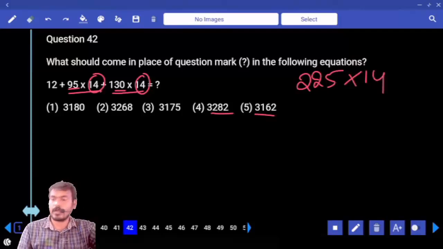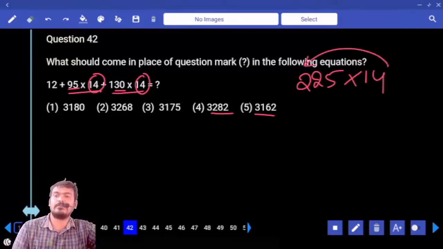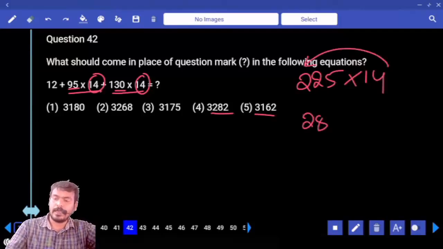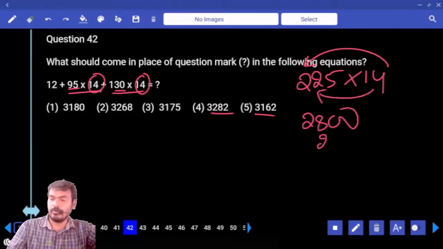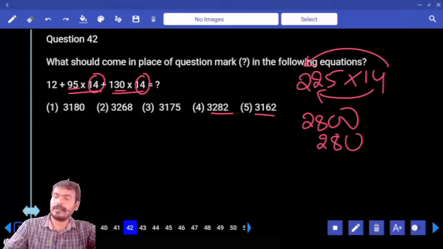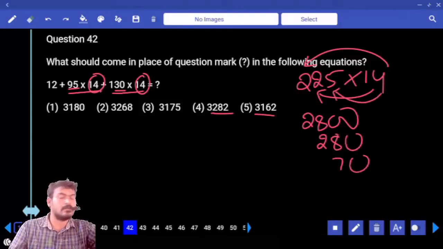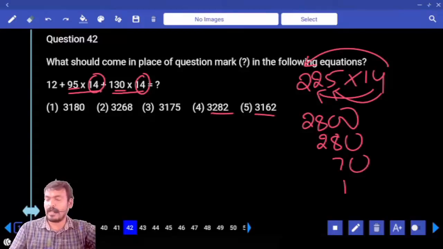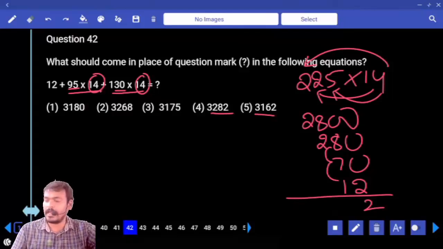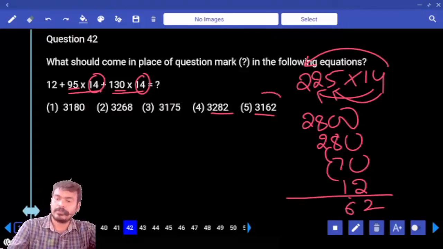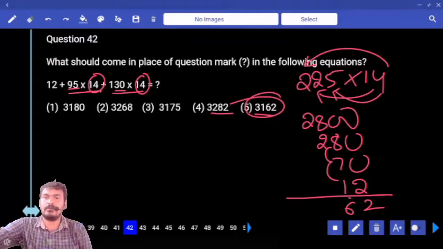14, okay. First 14 into 200, 2800. 14 into 20, 280. 14 5s are 70. Plus how much value you are adding? 2 are adding. Ending with 2, 8 plus 7, 15 plus 1, 16, ending with 62. Which option? Fifth one.